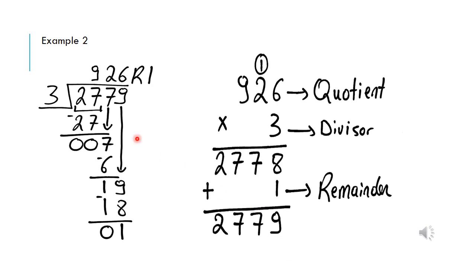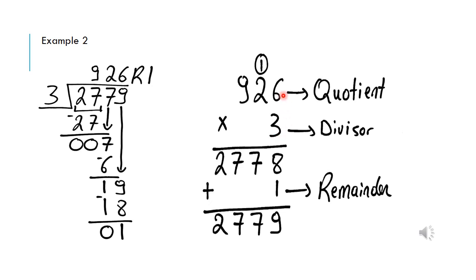In example 2, after dividing 2,779 by 3, we got 926 with the remainder of 1. Let's check our answer if it's correct. To check our answer, I have to multiply the quotient by the divisor and then I add the remainder. Let's start by multiplying the quotient by the divisor. The quotient is 926. I multiply it by the divisor, which is 3.